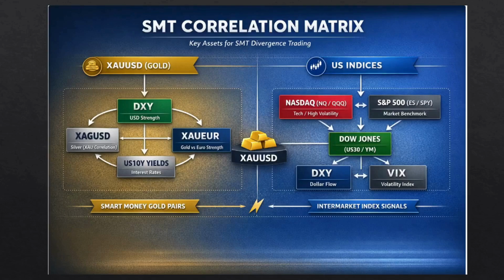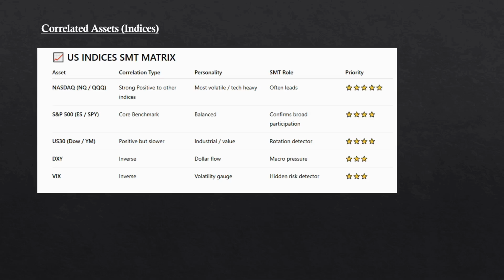Here we have a clean SMT correlation matrix, which is perfect for the gold and indices traders. You have all the assets linked together, what they are, and it's a good reference guide when you're looking for SMTs. If I'm trading indices, generally I'm trading XAUUSD more than anything else, but indices is great for the first hour of New York, gives clean setups. I'm usually looking at either NASDAQ or US 30, depending on what looks stronger.